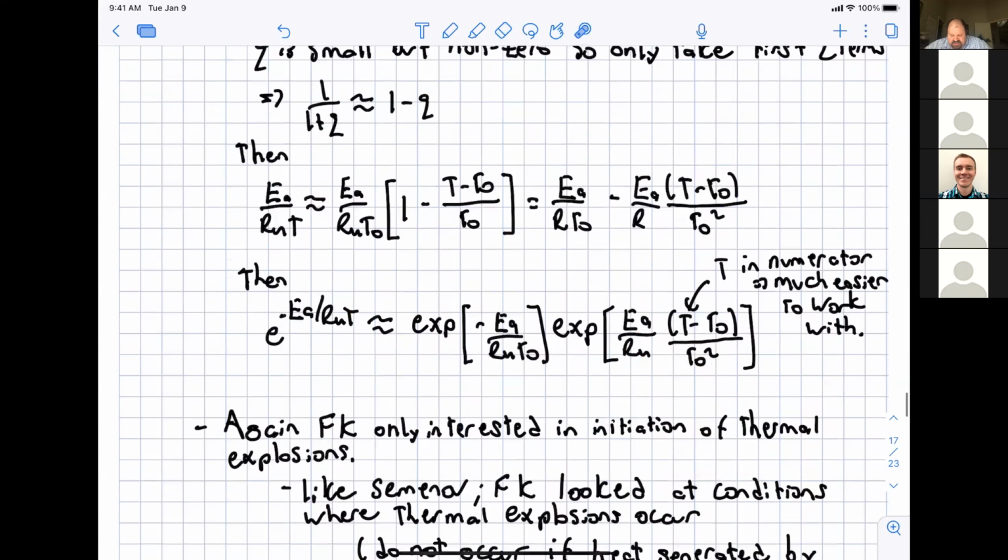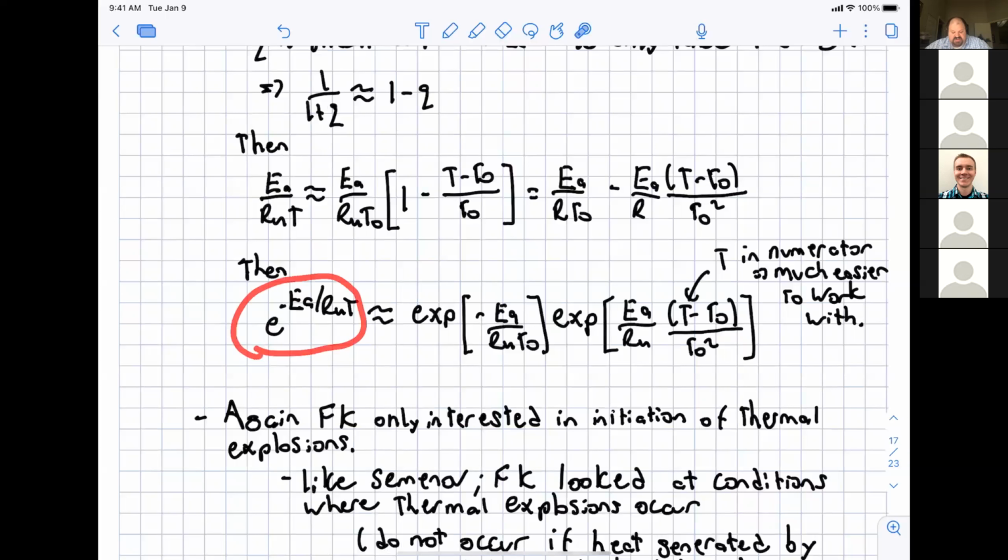And then what we really want is e to the minus EA over RUT. And that will approximately be the exponential of the minus of this term, multiplied by the exponential of basically this term here, which is minus is plus. So it's e to the EA over RU times T minus T naught over T naught squared. In this term here, we still have an exponential with a temperature in it, but the temperature is in the numerator, which makes it a lot easier to deal with.